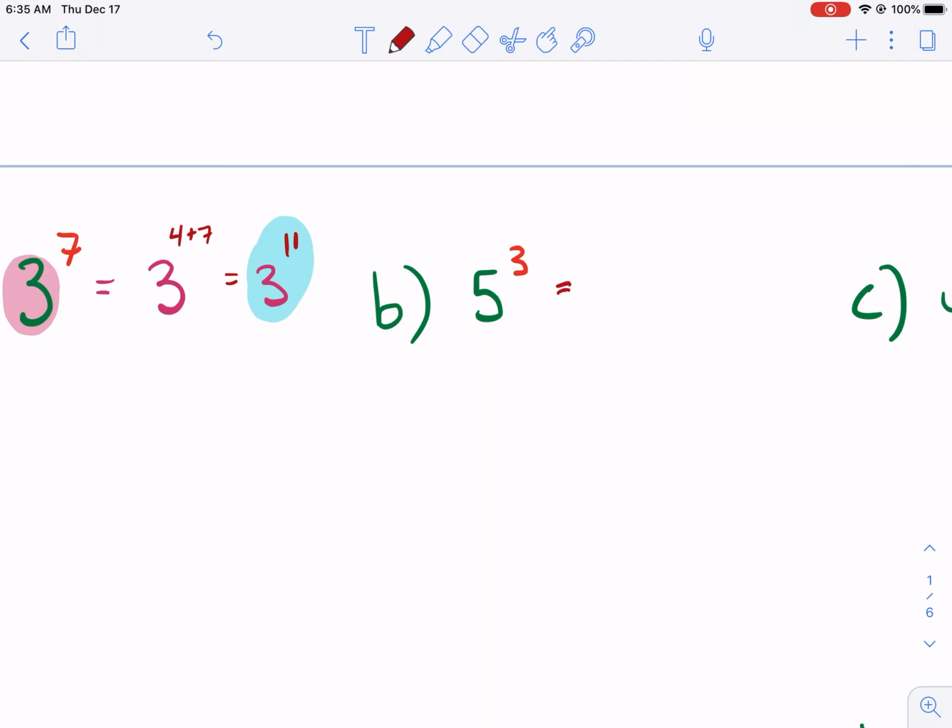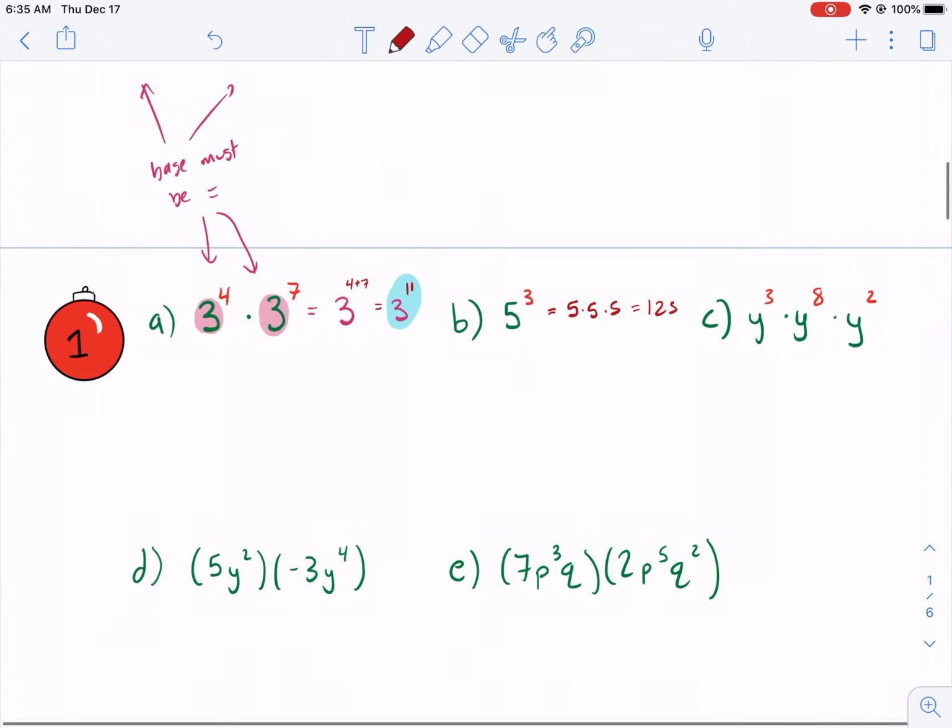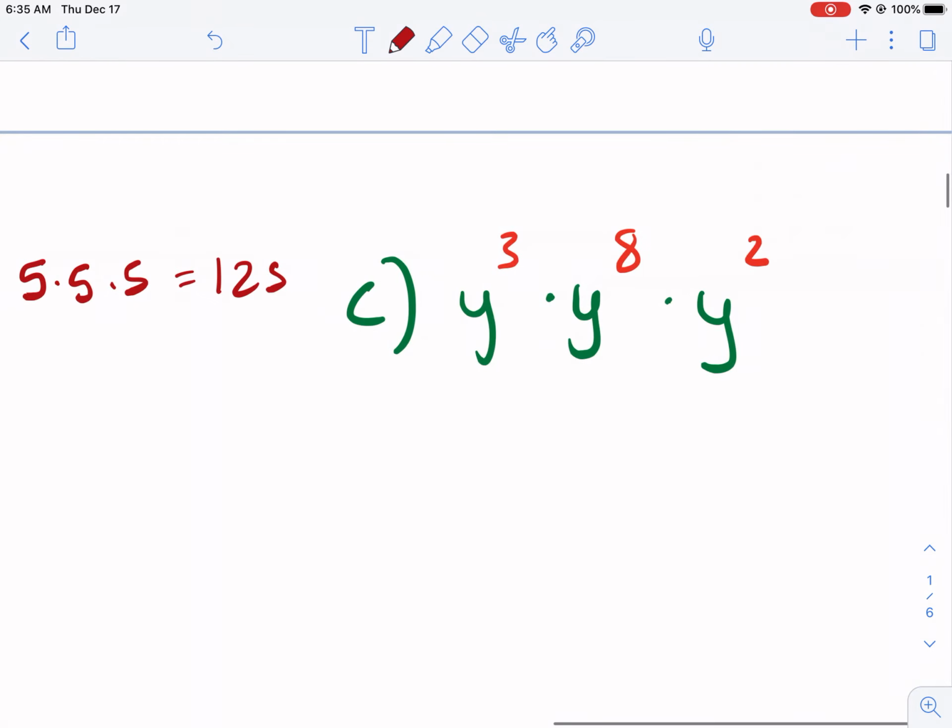5 to the third power is the same thing as 5 times, whoops, not 3. Sorry. That's a common mistake that people just do 5 times 3. And this is going to equal 125. 25 times 5, 125.